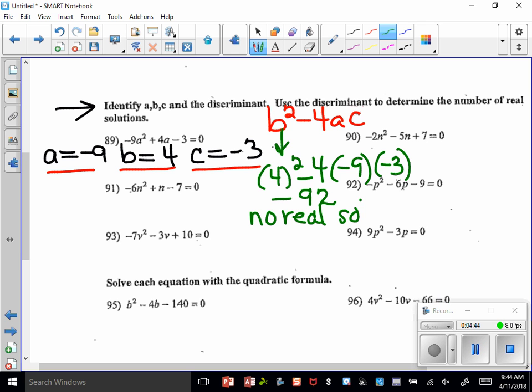We're not doing anything else with the information. We're just determining how many solutions, which means if you would actually graph this, you will see that this parabola will not touch the x-axis. That's what no real solution means. All right, let's do number 90.